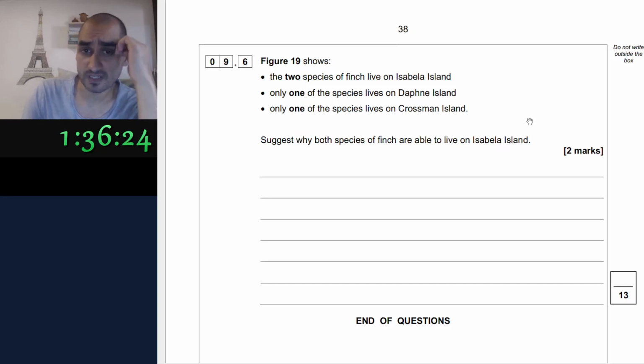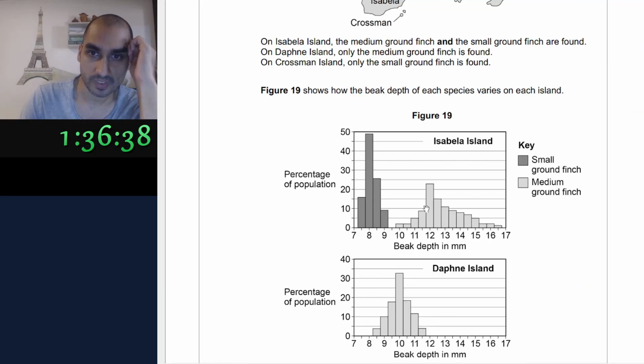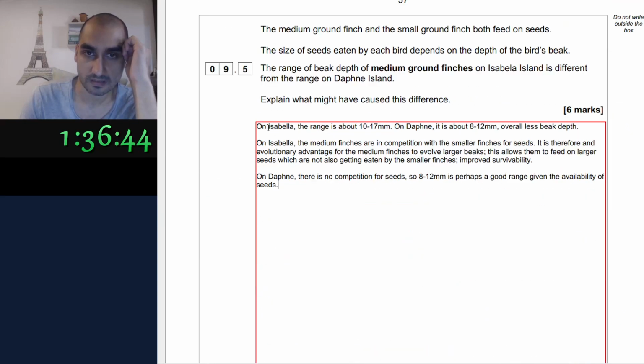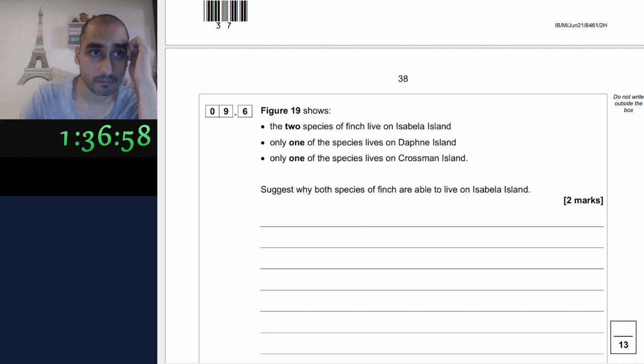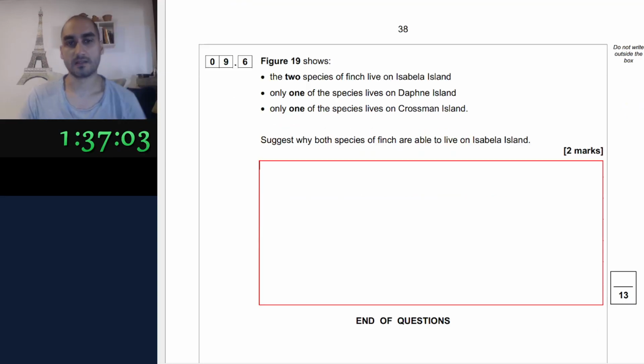Suggest why both species of finch are able to live on Isabella Island. Why wouldn't they be? Because they're not competing for the same seeds. Now this is just this again. I feel like I'm just repeating my answer now.